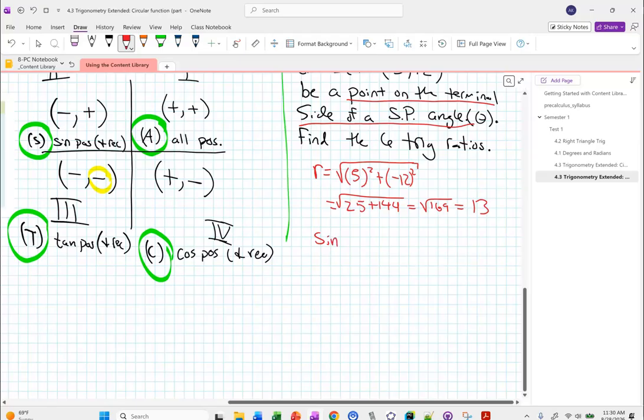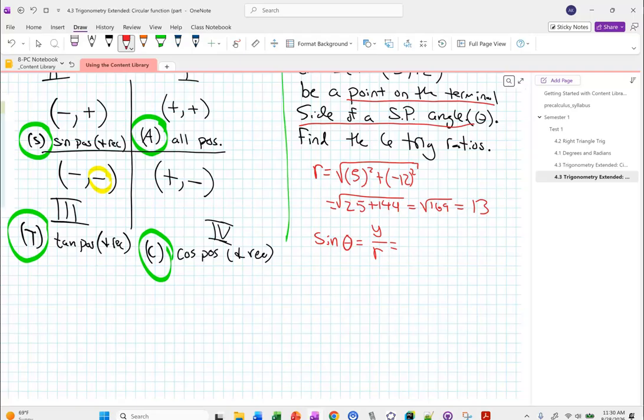So, according to my new definition, sine is y over r. So that's going to be negative 12 over 13. Done. Cosine is x over r. So that's going to be 5 over 13. Tangent is y over x. It's going to be negative 12 over 5.